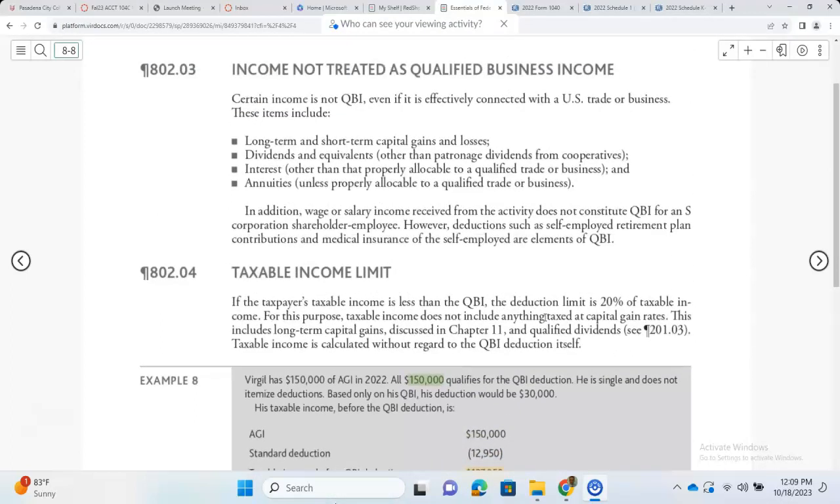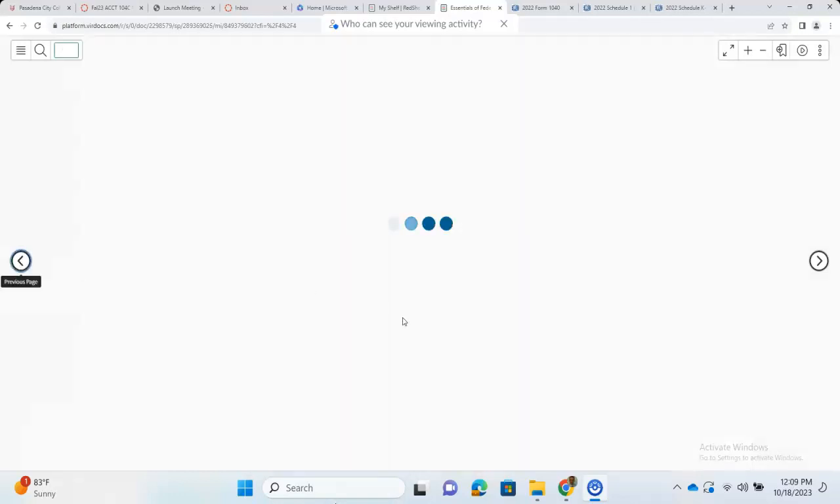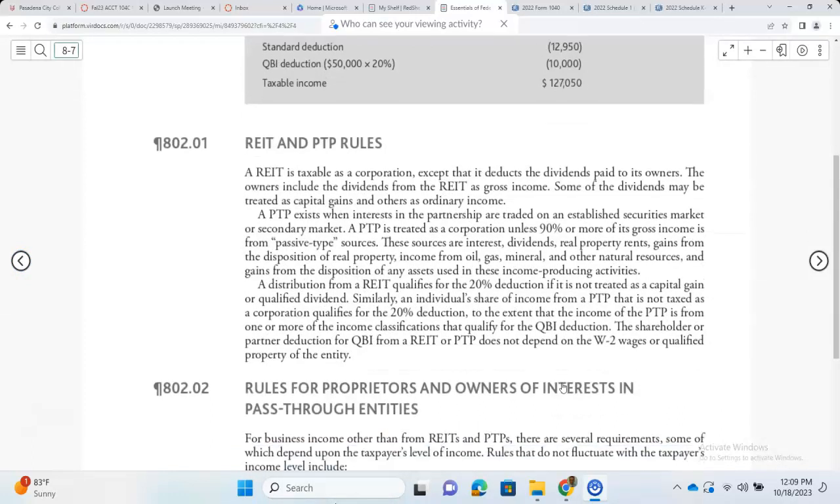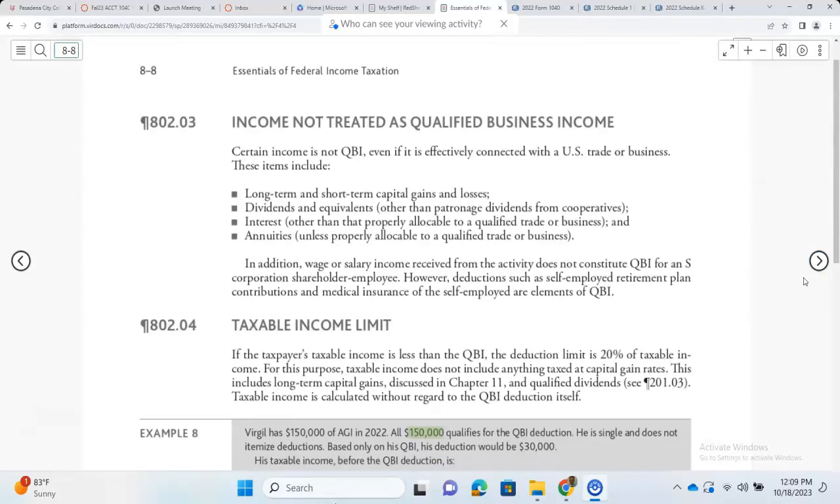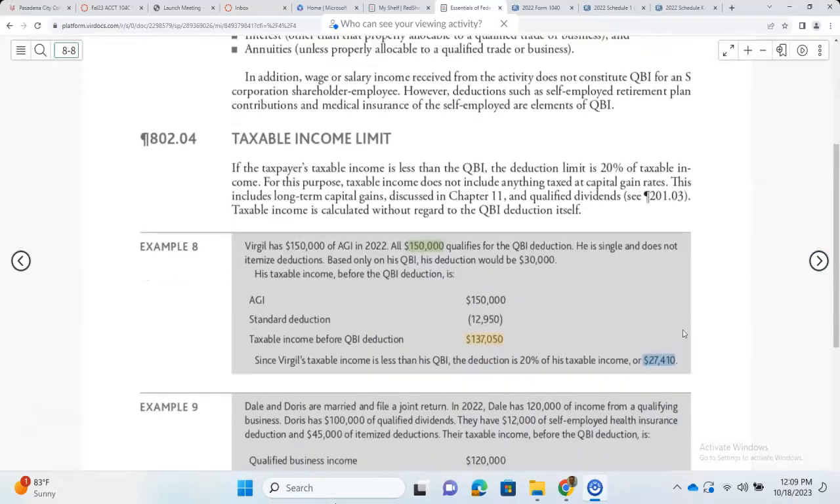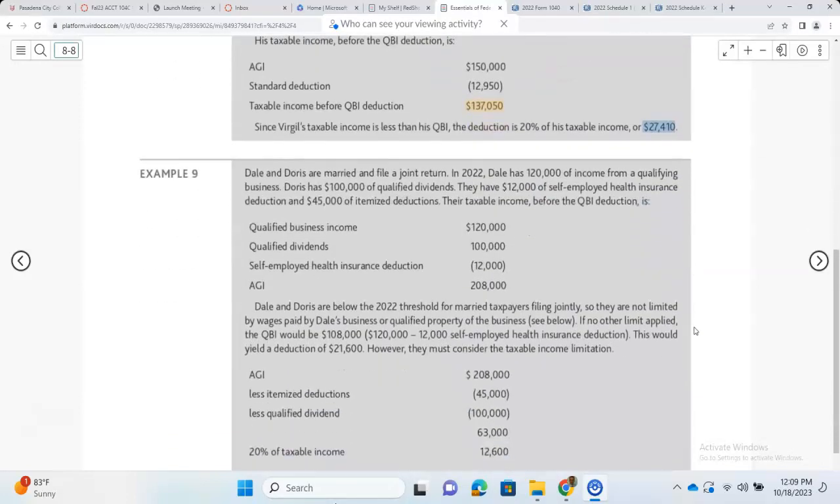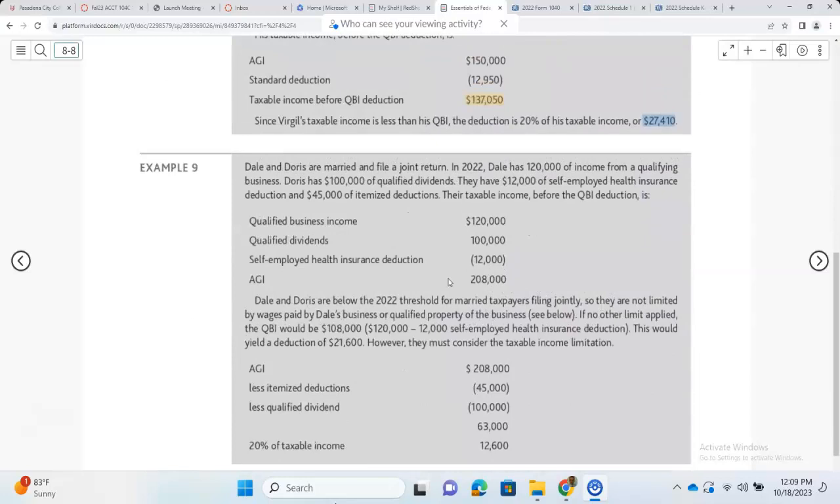I didn't see it yet. It's 350,000 something, but how come I didn't see it? It's not showing anywhere. Looks like it still is not showing, but QBI has an income limitation. Okay, so let's continue. It says there, the 2022 threshold for filing jointly, the income is below that. So they are not limited by wages paid by Dale's business or qualifying property of the business.